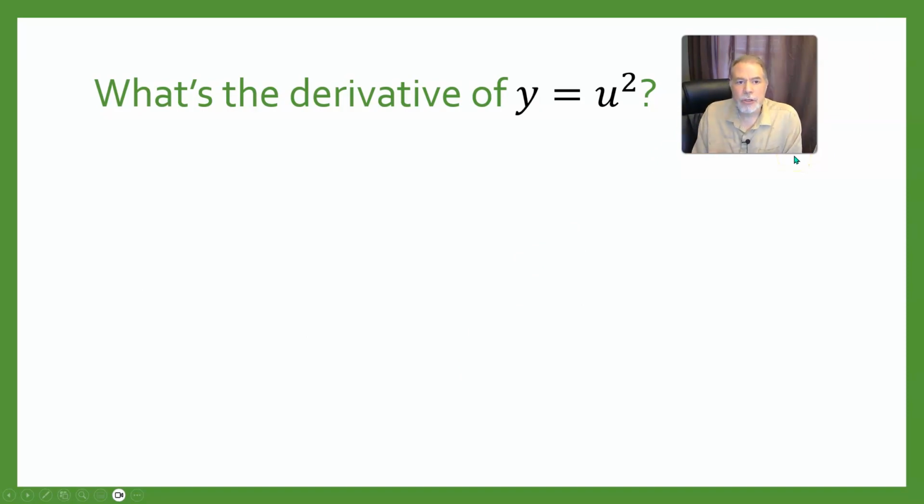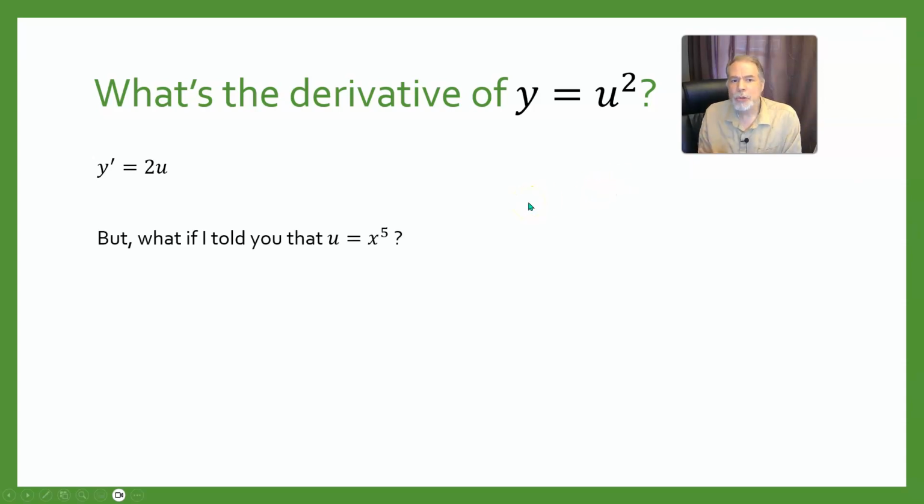Okay, next question. What's the derivative of y equals u squared? So if y is equal to u squared, what's the derivative of that? What's y prime? Well, y prime would be 2u. The derivative of u to the 2 power should be 2 times u to the 1 power, or just 2u.